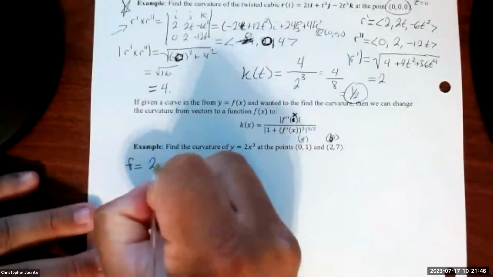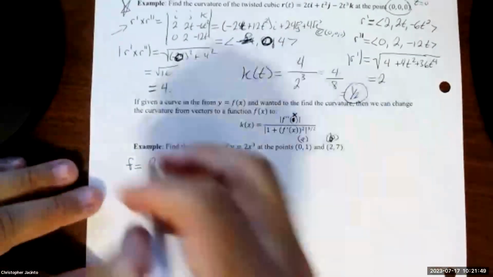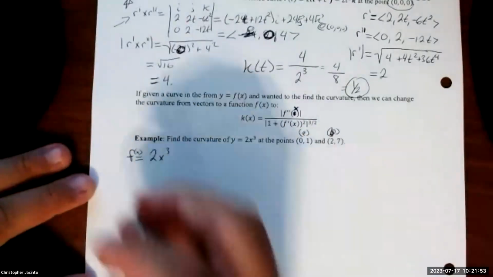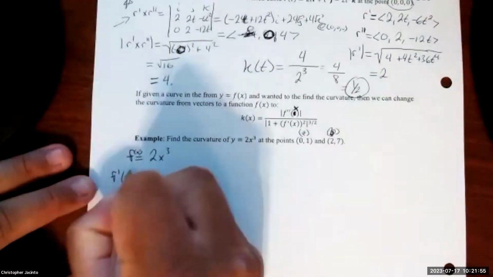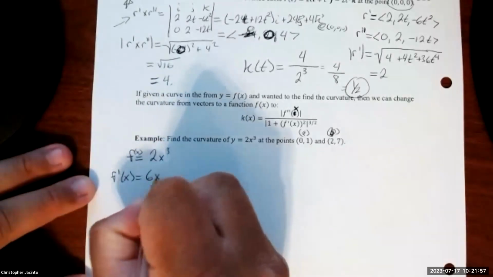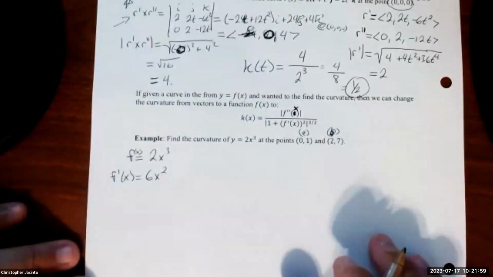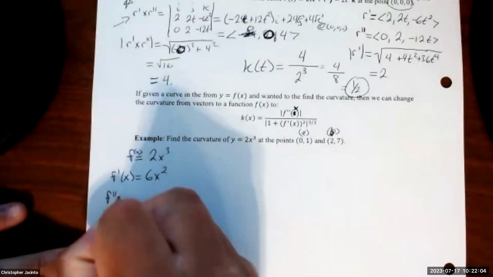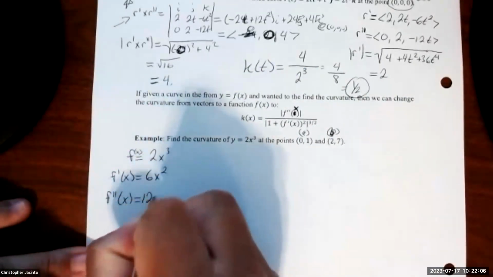So first, f of x is equal to 2x to the third. Well, I'll write notation properly. So we're gonna find the derivative. So f prime of x is just gonna be 6x squared. And since we need the second derivative anyways, we'll take the second derivative, f double prime of x is 12x.